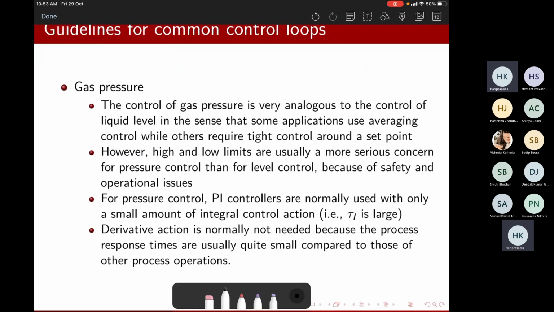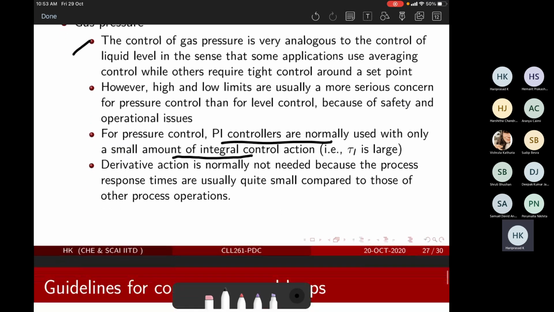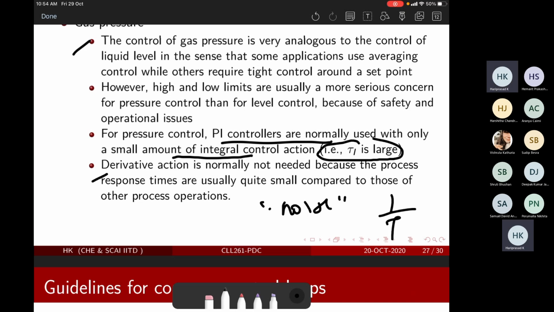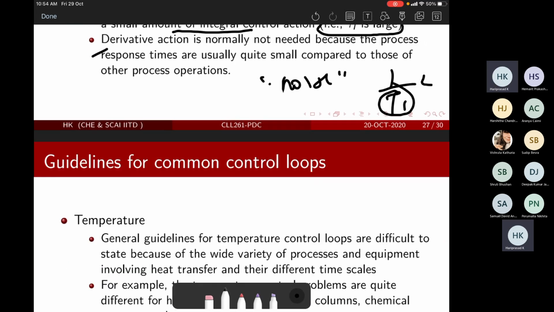Pressure. Pressure is very similar to level control. PI controllers are normally used, with a small amount of integral control action. Again, derivative controllers are not needed, because of the same noise related issue; error can be amplified. A small amount of integral control action means 1/tau I should be small, so you have to keep a very high tau I.